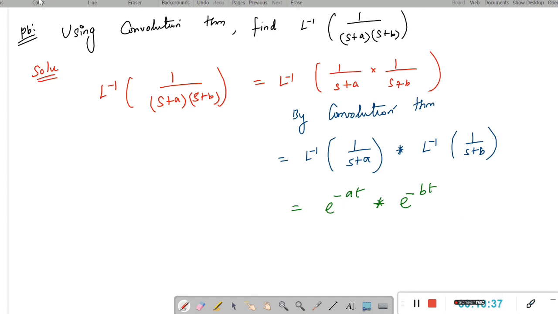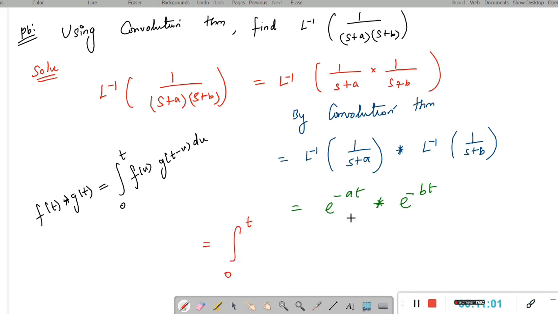Now by definition of convolution, the definition of convolution is f of t convolution g of t is equal to integral over 0 to t f of u g of t minus u du. So now I am going to apply that formula, which is equal to integral over 0 to t. So here I am taking f of t, the second term is g of t. So instead of f of t, I am going to write f of u, that means e power minus au into e power minus b into t minus u du.